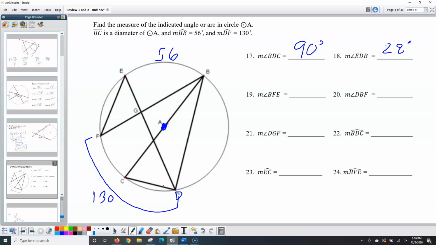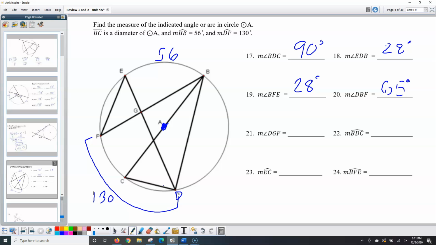19 says angle BFE. Well, it opens up to the 56 too. See that? How it opens up to the 56. So I'm going to say 56 divided by 2 again and get 28. Angle DBF. That's this right here. I'm noticing that it opens up to that 130 down there. So I'm going to say 130 divided by 2 is 65.